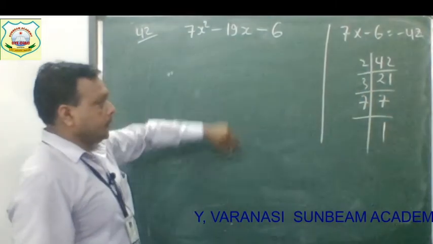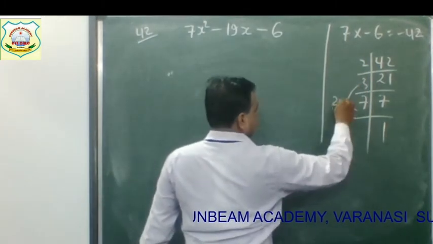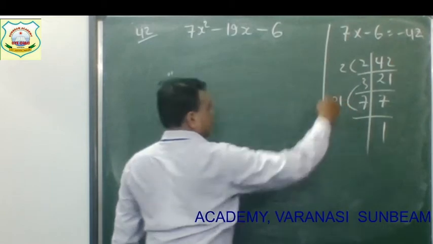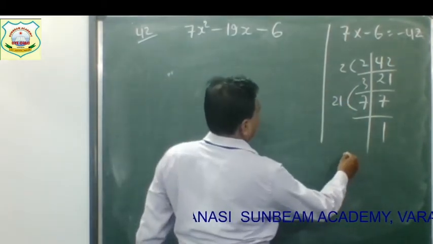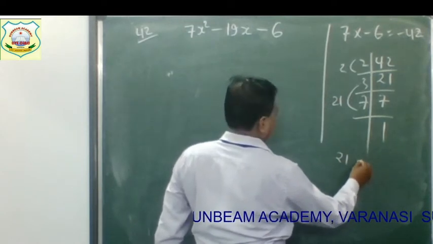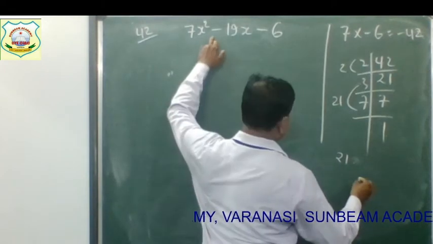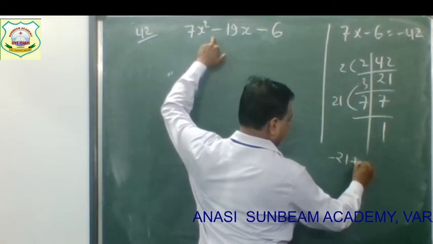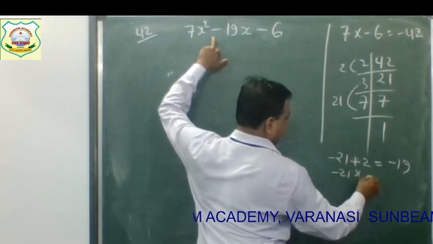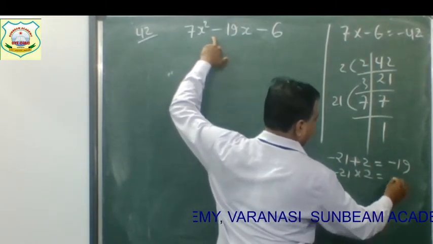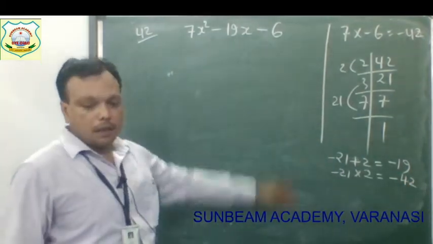We will see the 19. Here 19 is given. 7 threes are 21, and here is 2. 21 minus 2 is 19. But here minus 19 is given, so minus 21 plus 2 gives minus 19, and minus 21 into 2 gives minus 42. Students, you can see in both places we are getting the minus term.